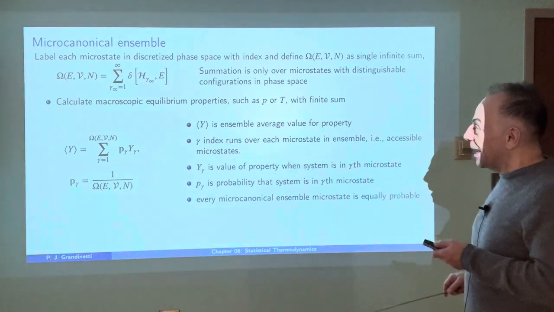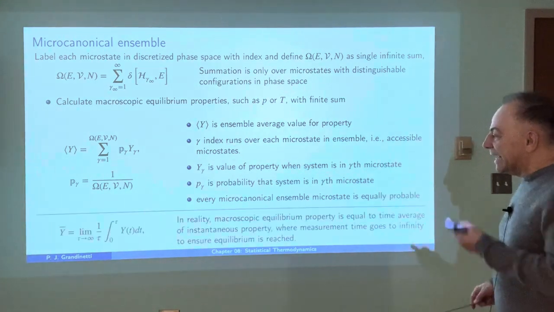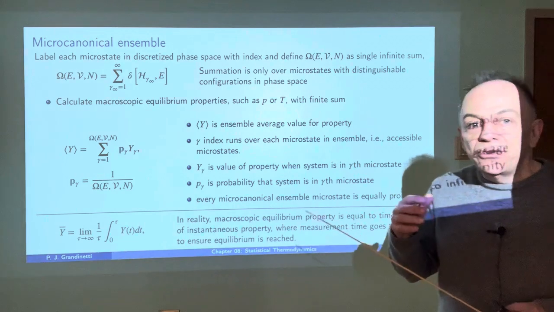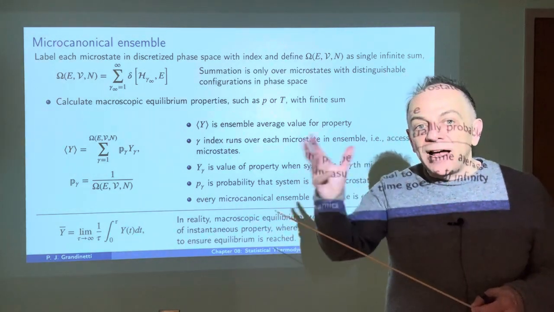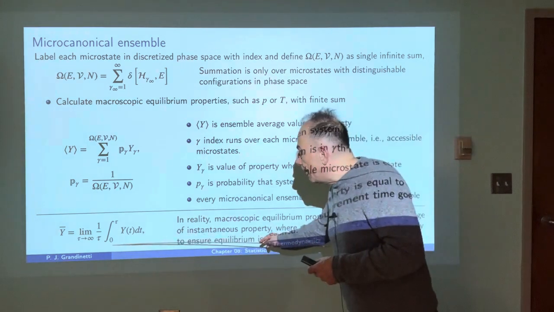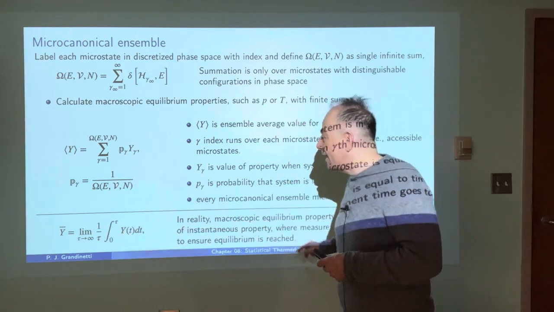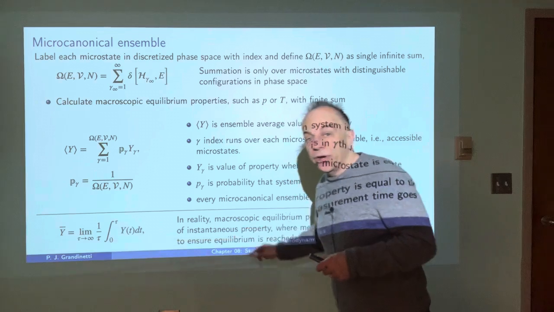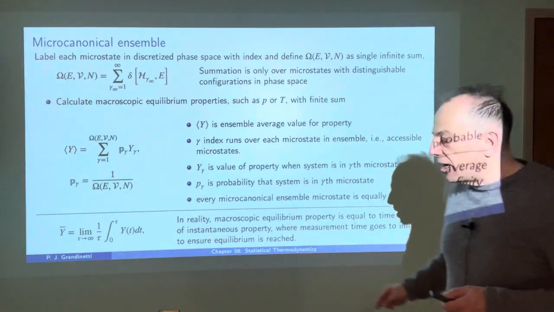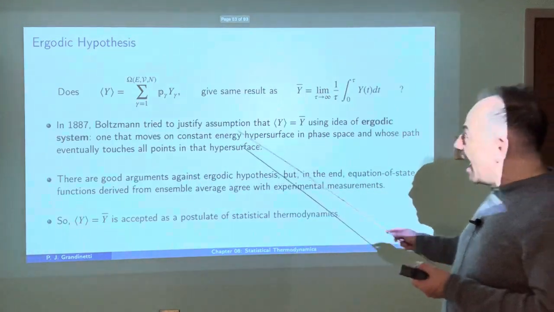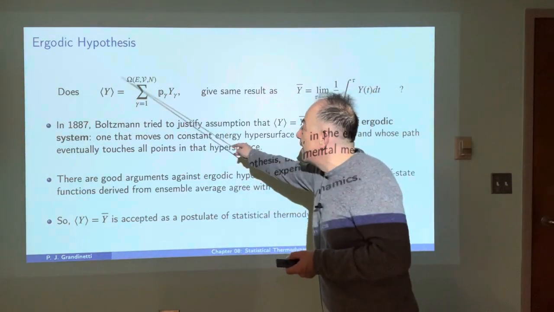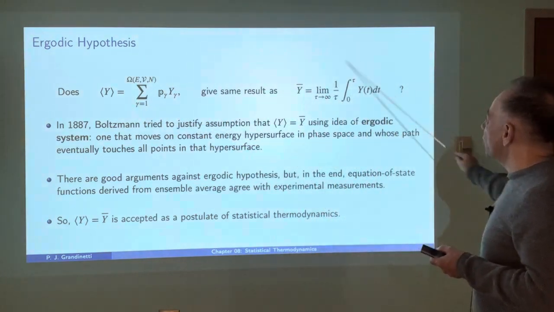So that's the approach for calculating an ensemble average: all the microstates that are consistent with the total energy, the accessible microstates. Now, the question is, in reality, the macroscopic equilibrium property is actually what you see in a time average. Over time, the system is evolving through all of these different states, and if you observe it over some time period, and in the limit that time period goes to infinity, you get some average property. And the question then is, is this time average equal to this ensemble average? That's a big question in statistical thermodynamics that people still struggle with. Does this ensemble average give the same result as the time average?